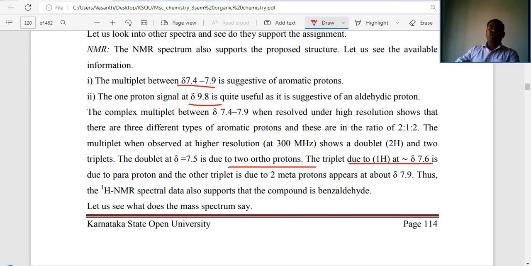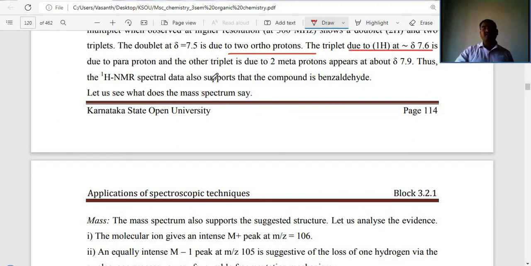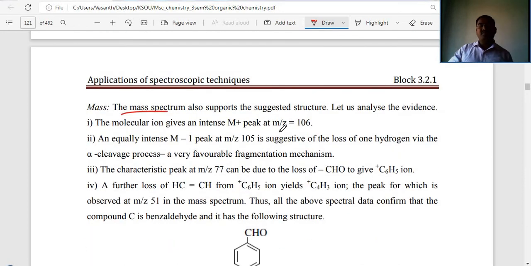The triplet of 1H at chemical shift 7.6 is due to the para proton, and the other triplet is due to the 2 meta protons, appearing at about chemical shift 7.9. Thus, the proton NMR spectral data also support that the compound is benzaldehyde. Now the mass spectroscopy. The mass spectrum also supports the suggested structure.